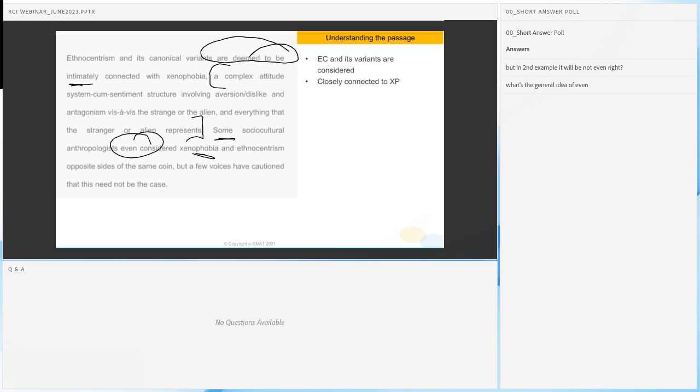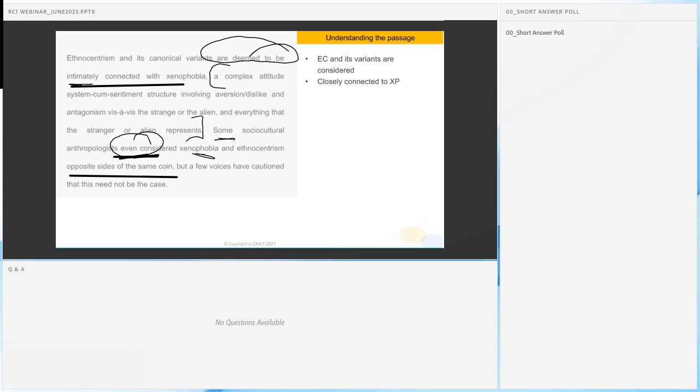So when we say XP and EC are opposite sides of the same coin, what does that mean? It means they are just so closely connected. Remember, they said intimately connected over here. So it's saying that the connection is so close that they're practically considered the same. When you say opposite sides of the same coin, what it's saying is they're practically the same thing.